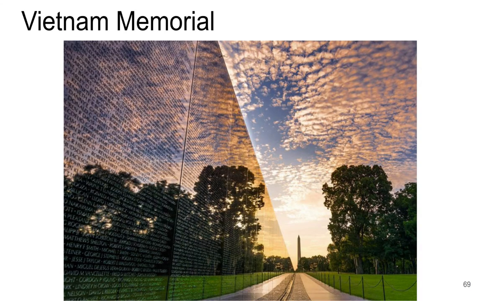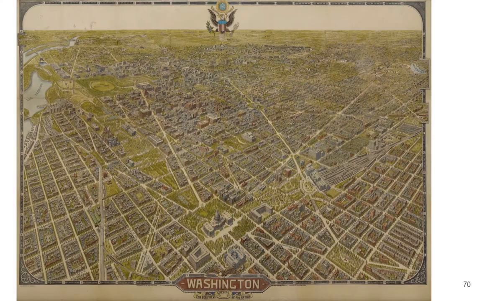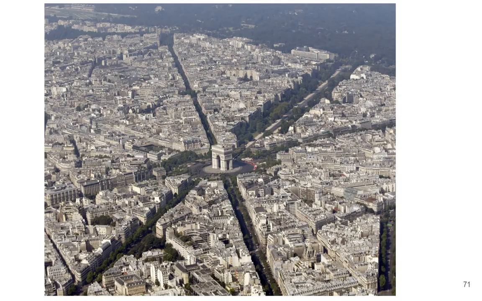Architecture of Power. The Vietnam Veterans Memorial was a very controversial object, a very controversial space when it was first designed and installed. People said it's an embarrassing gash in the ground, and it has turned into a very powerful symbol of the loss and the tragedy of the Vietnam War. So we've got Washington again. We've got Paris.